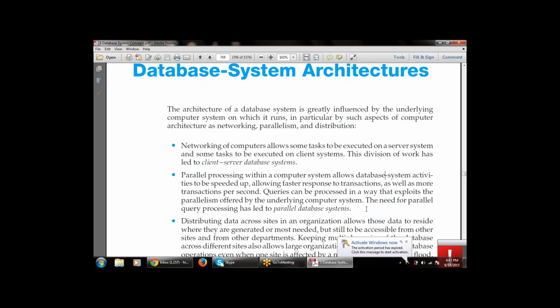Next is distributing data across sites in an organization, which allows the data to reside where it is generated or most needed. That means how to distribute the data, how to merge the data, how to make the data distributable among the various sites in the organization, but still accessible from other sites and from other departments.